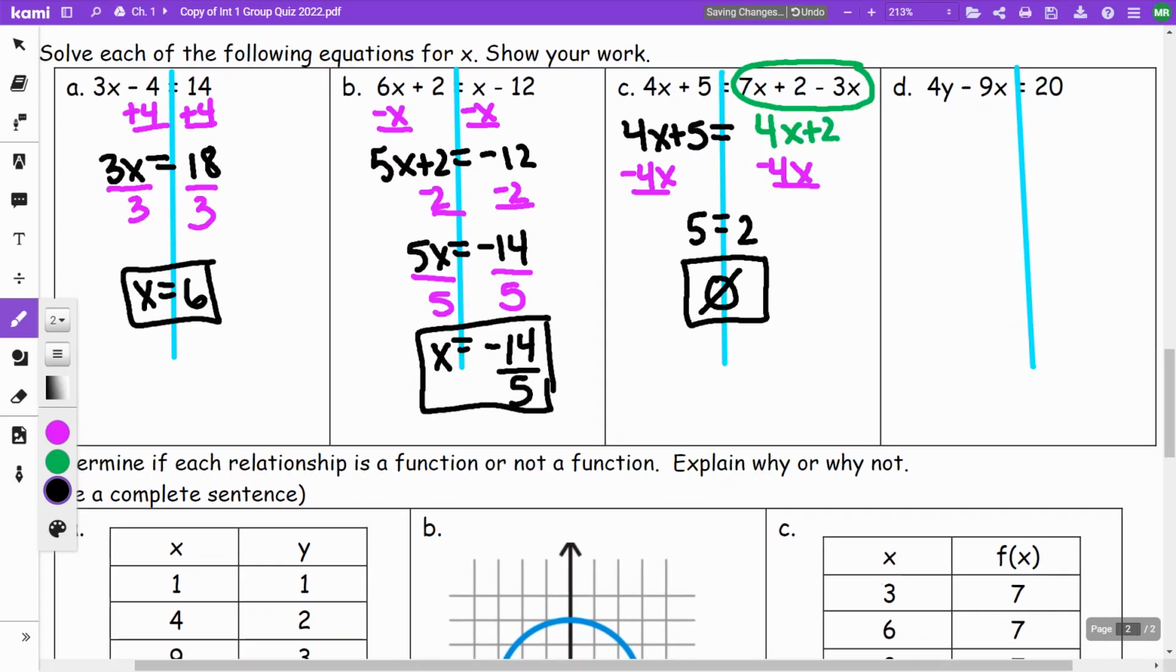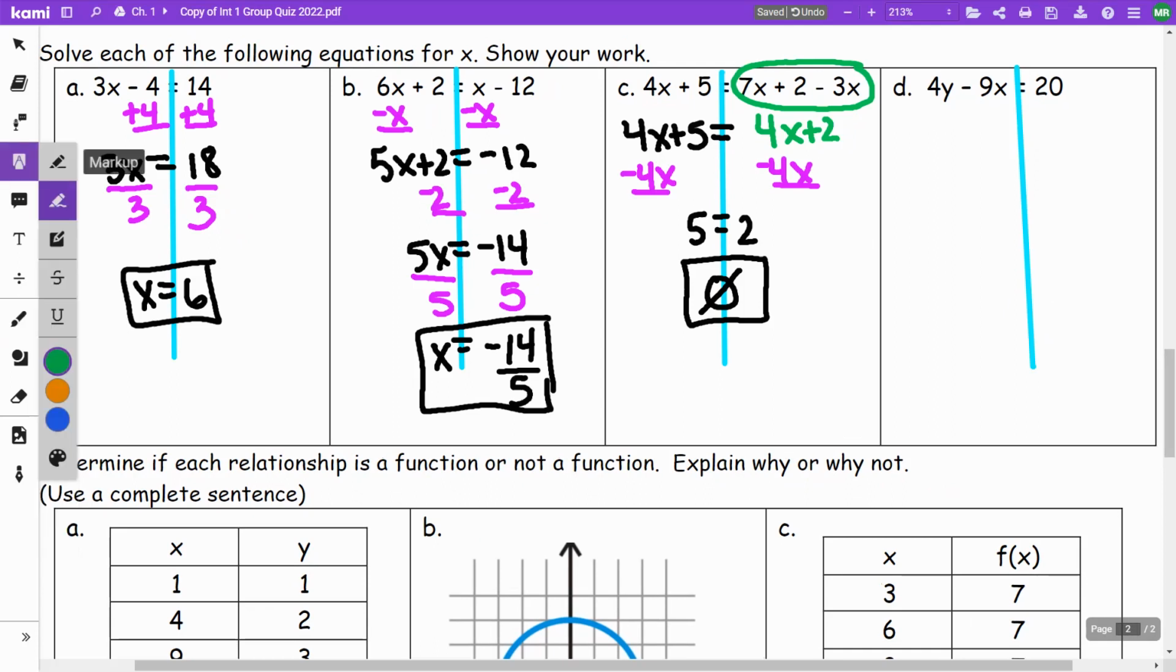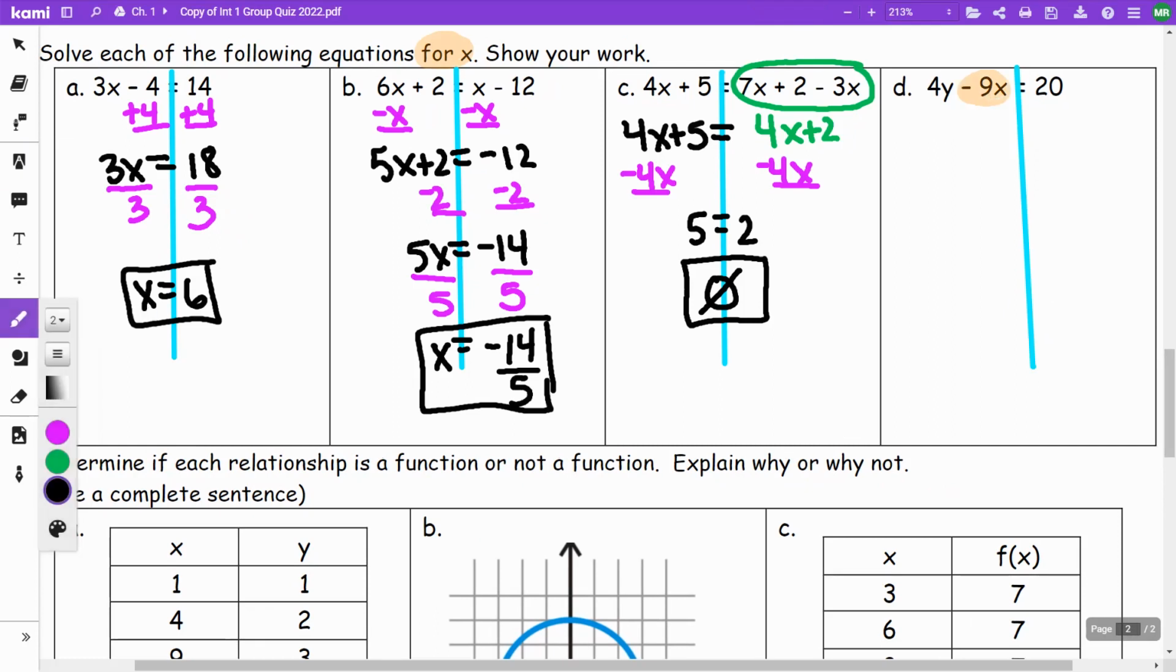Now, on D, it's a literal equation. They are asking us here to solve for x. So I want to solve for x. The very first thing I need to do is get rid of that 4y. So I'm going to minus 4y, minus 4y. When we do, we get a negative 9x is equal to 20 minus 4y.